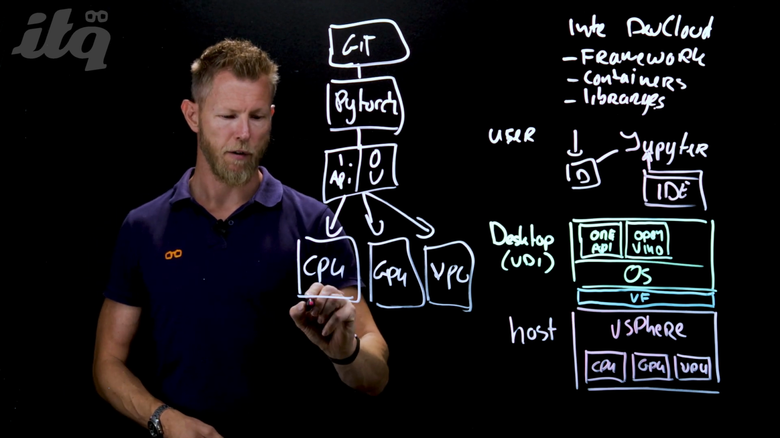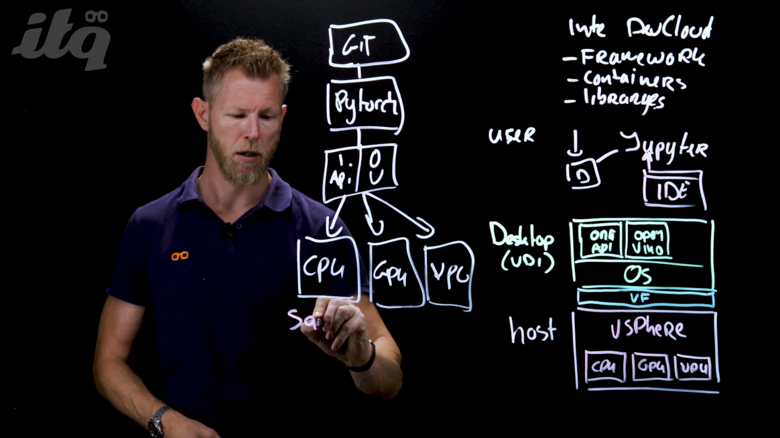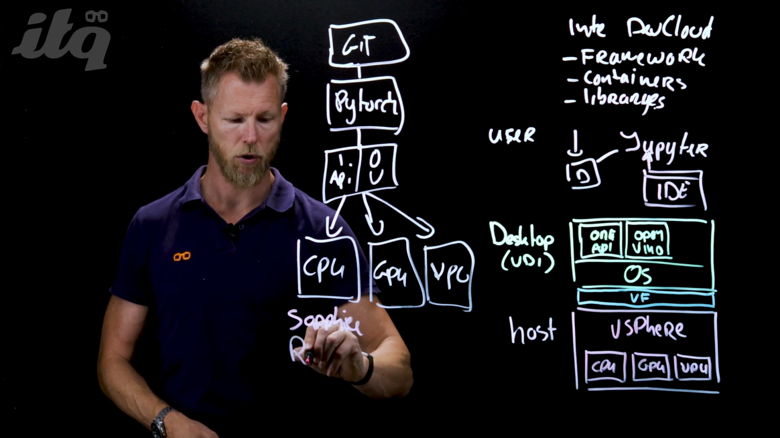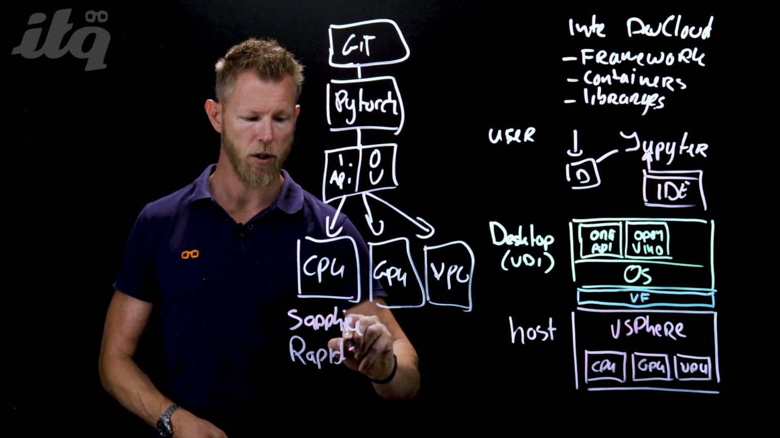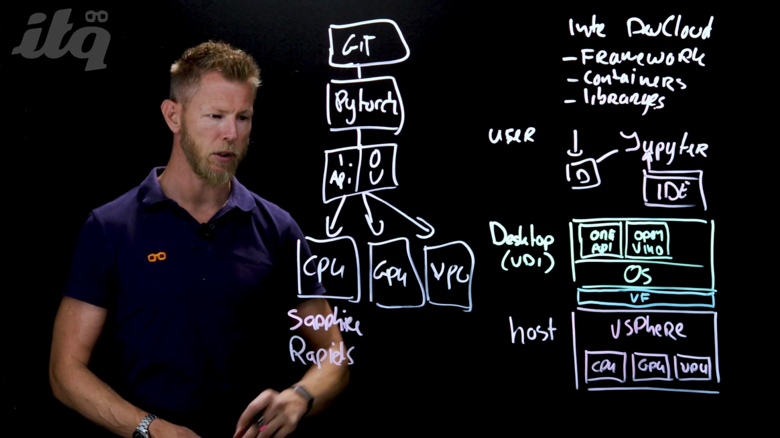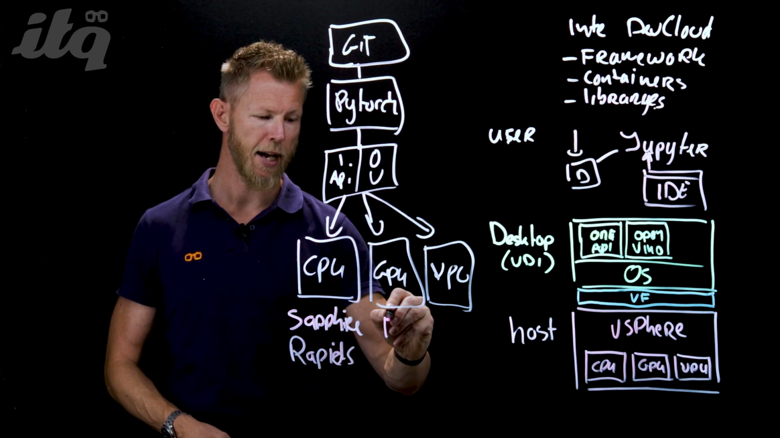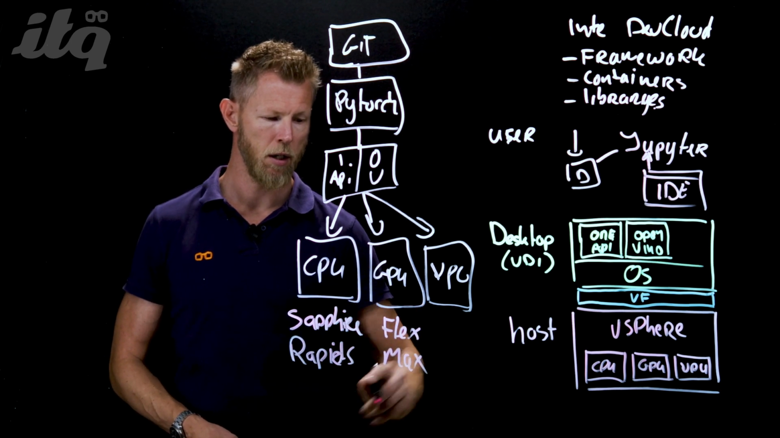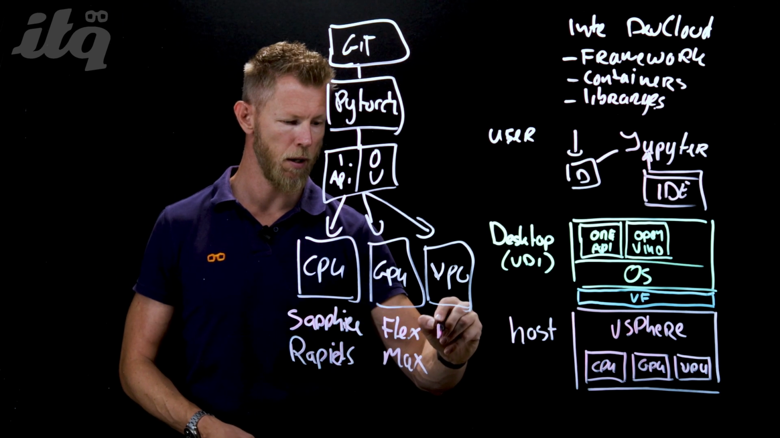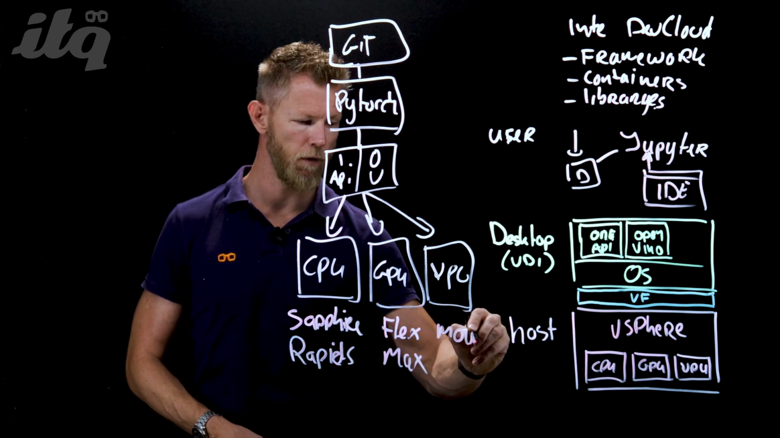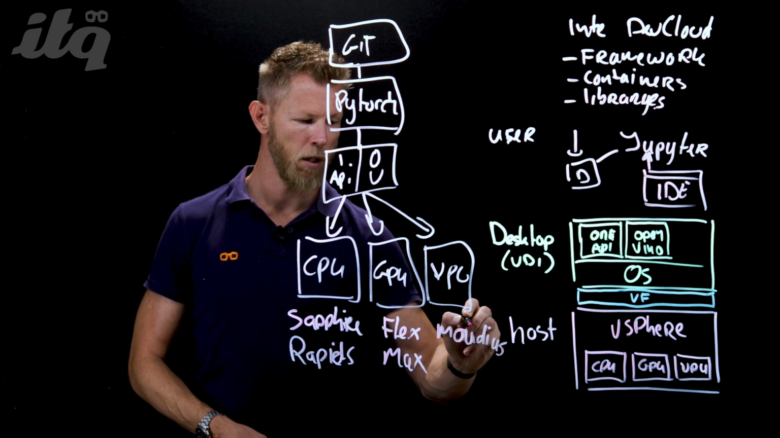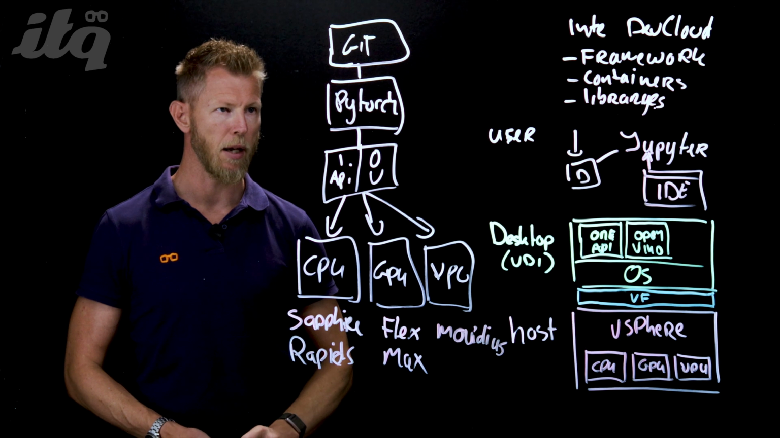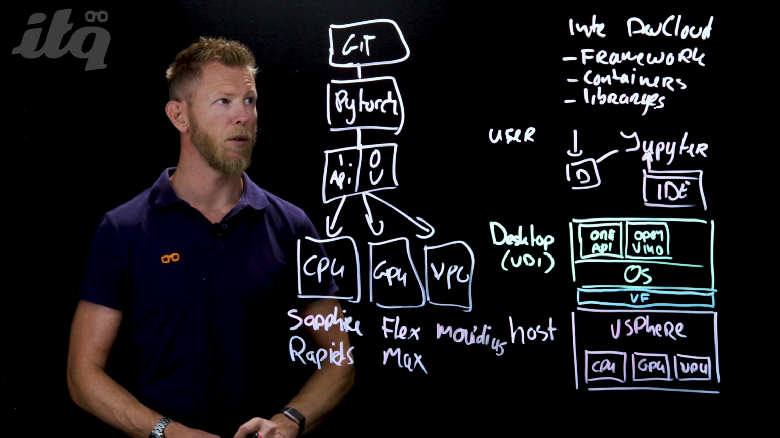So the combination of Sapphire Rapids, their latest architecture that fully supports this, as well as the Flex and Max GPUs and VPUs in this case combined, gives you a great solution to run those ML apps.